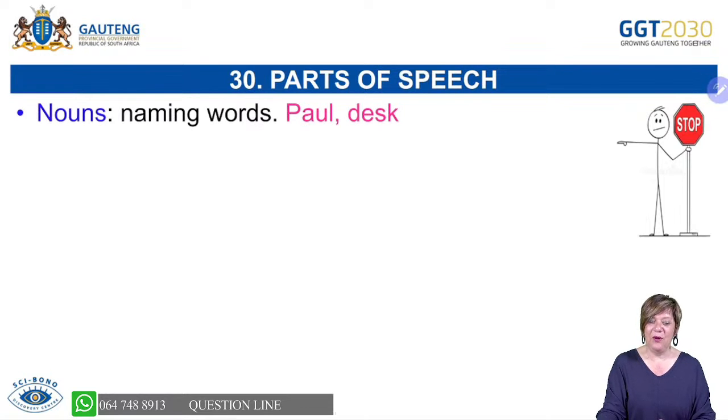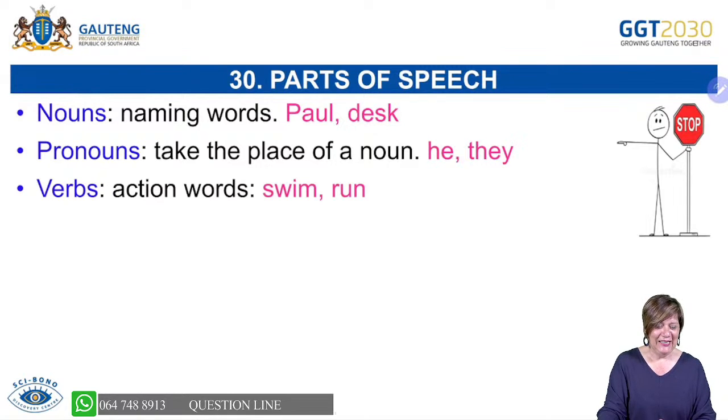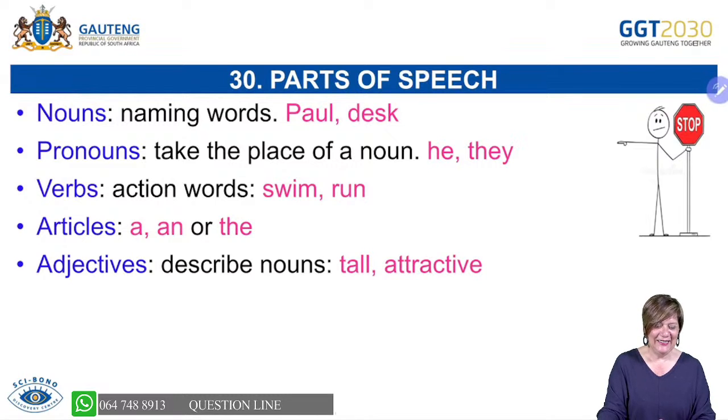So let's start with parts of speech. You need to know the different parts of speech off by heart. Now, I'm sure you know nouns. That's anything you can touch, see. Pronouns, they take the place of a noun, and we've got he and they and she and it. Verbs, that's your action words. They're easy to find. Articles, remember there are only 3 of them. A, an, or the. It's easy.